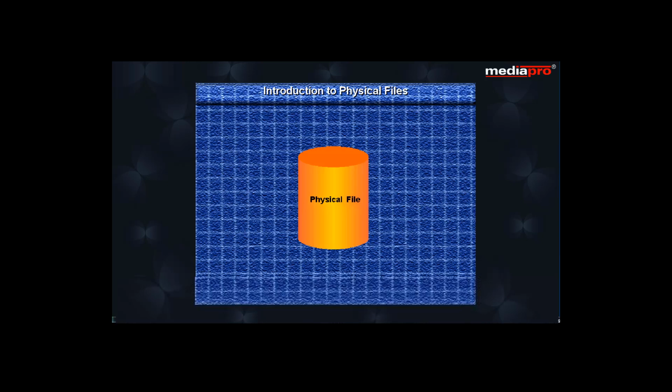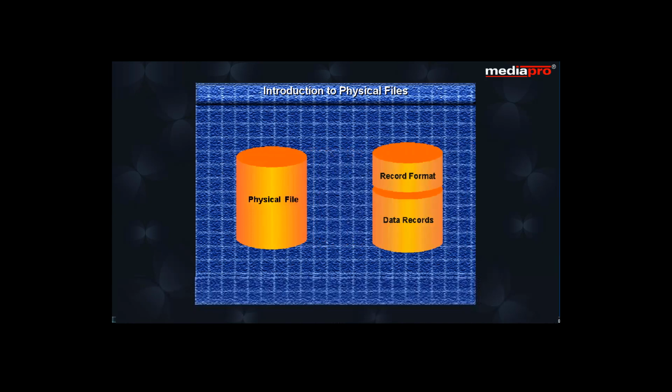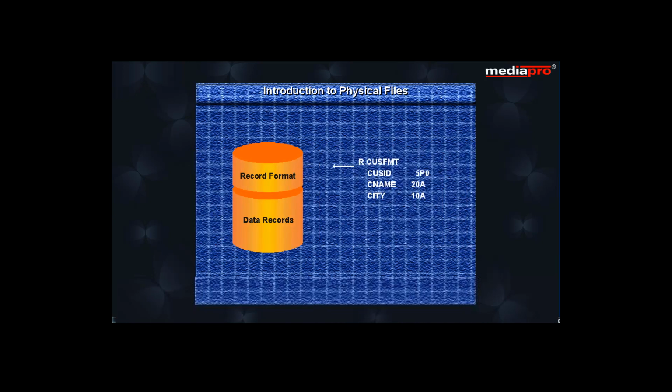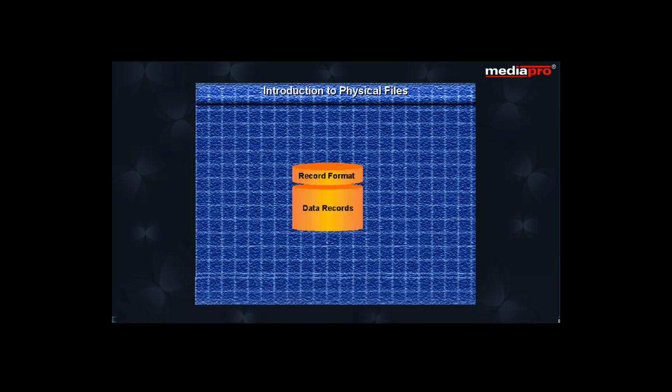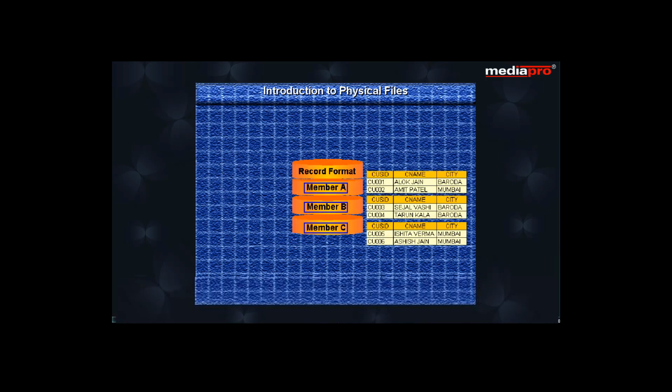Physical files, as you have already seen, are the AS400 objects that store the actual data. Each file has a single record format that describes the structure of the records in the file. A physical file can have multiple members, with each member containing a portion of the file's records.